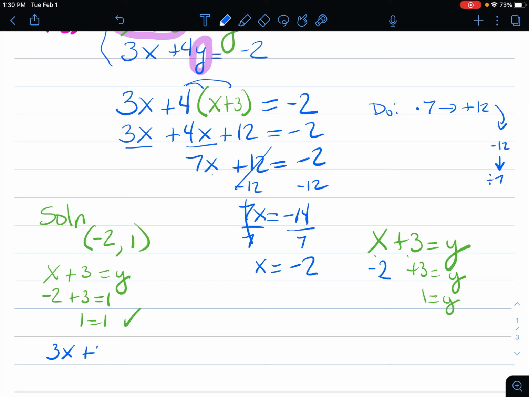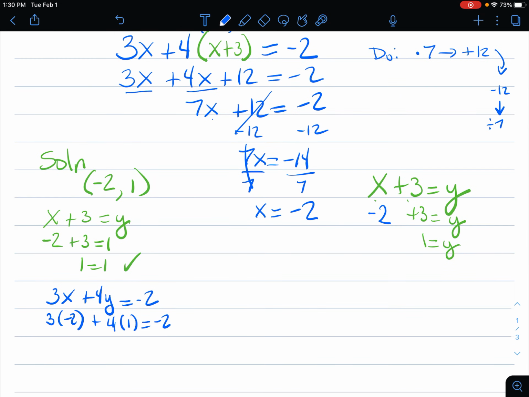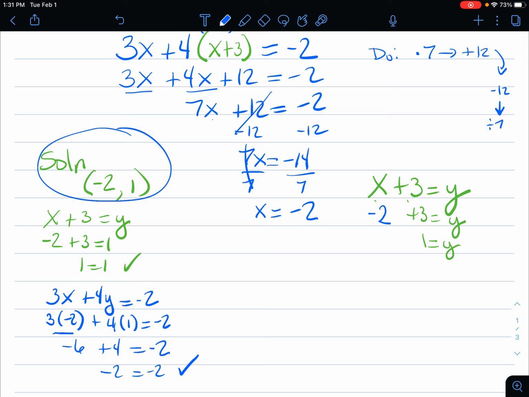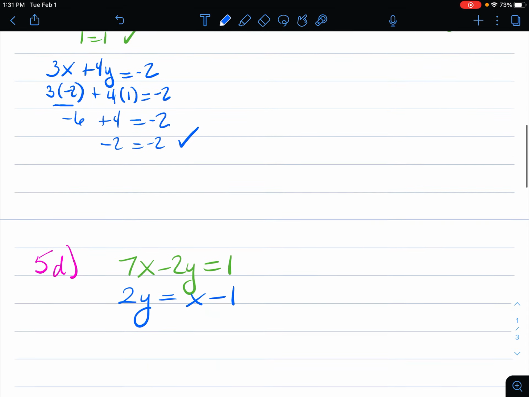So this one is 3x plus 4y equals -2. I take those from my originals. 3 times the x value, which is -2, plus 4 times the y value, which is 1, and that equals -2. So this is -6 plus 4 is supposed to equal -2, and in fact, it does. And so I know now that my solution, -2, 1, is valid because I checked it in both original equations. Be patient with yourself. This is definitely a longer process, so take your time and check your work.